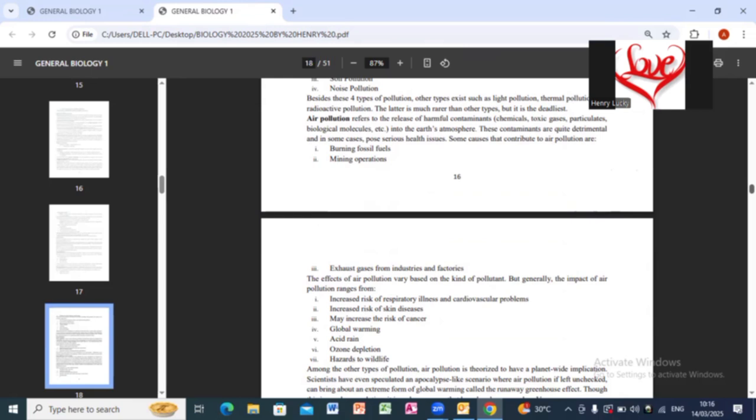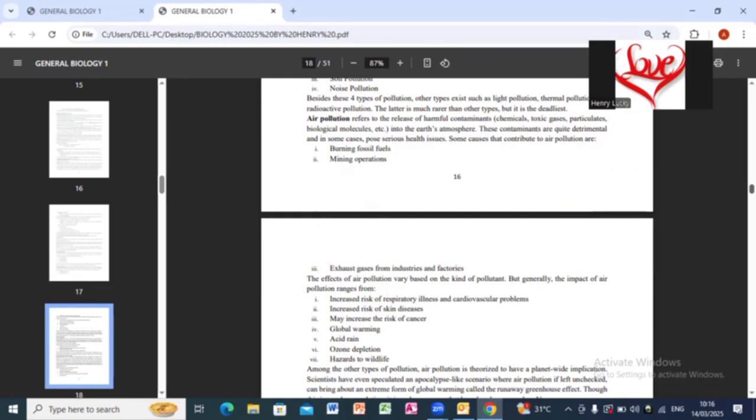The negative effect of air pollution on human health is that it puts life at risk. It exposes humans to respiratory disorders, cardiovascular problems, and skin diseases such as cancer. It also leads to acid rain, ozone layer depletion, hazards to wildlife, and global warming. Among all these factors I've mentioned so far, air pollution, if it is neglected, could be considered life-threatening.